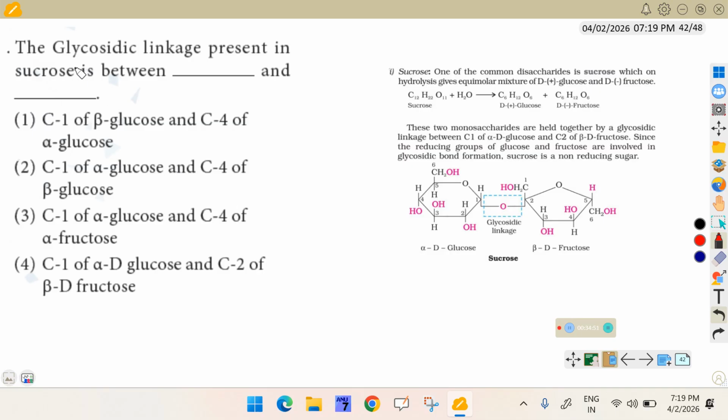The glycosidic linkage present in sucrose is between dash and dash. C1 of alpha D glucose and C2 of beta D fructose. Fourth option.